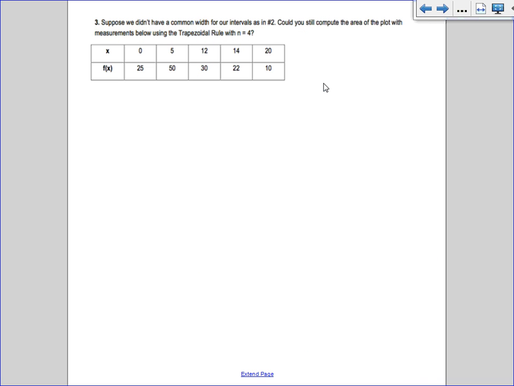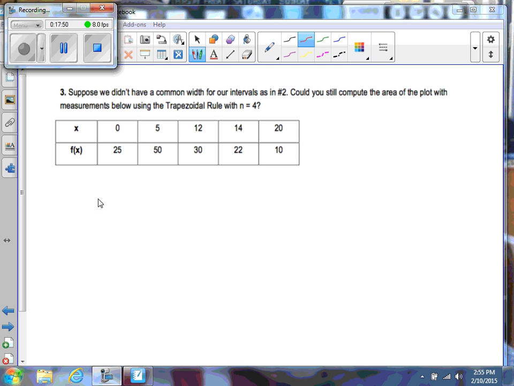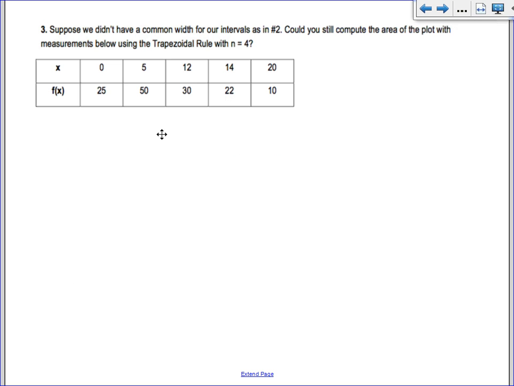All right, so here's the type that they would definitely give you on the AP test. So see if you can do it. I'll give you a second. All right, so here we go. So suppose we didn't have a common width for our intervals as in number 2. Could you still compute the area of the plot with measurements using the trapezoidal rule with n equals 4?